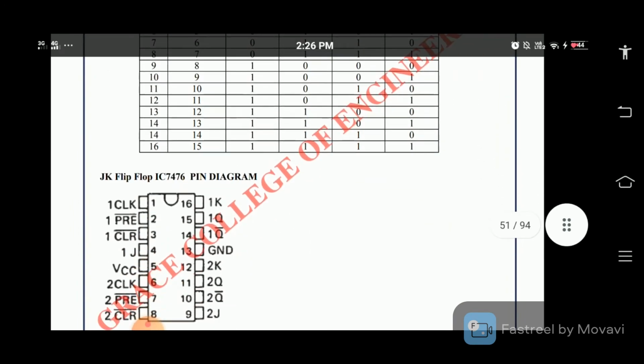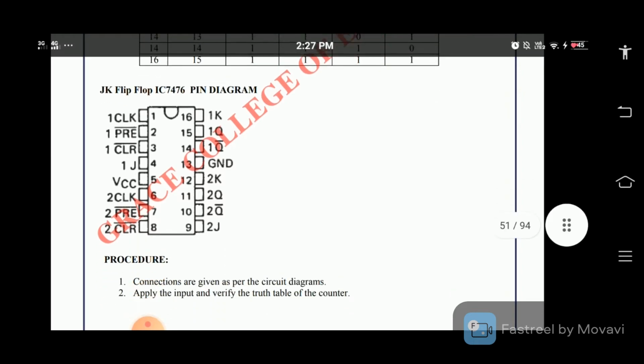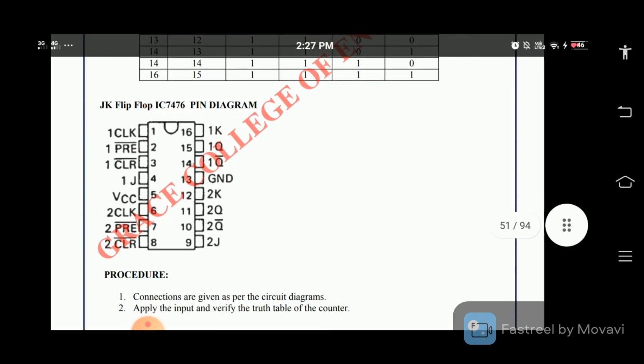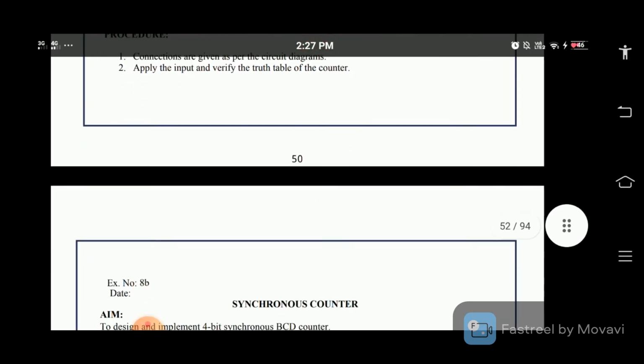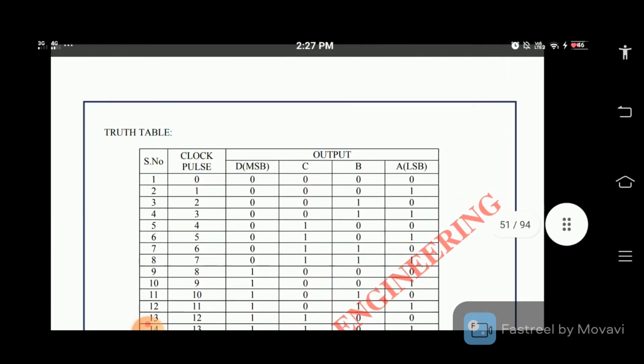So for that we have the flip flop 7476 IC, and we have the pins in our 7476 IC. Okay, and this is the pin configuration for this IC 7476. So the procedure is, we need to connect as per our circuit diagram, and verify our truth table for the applied clock pulse.